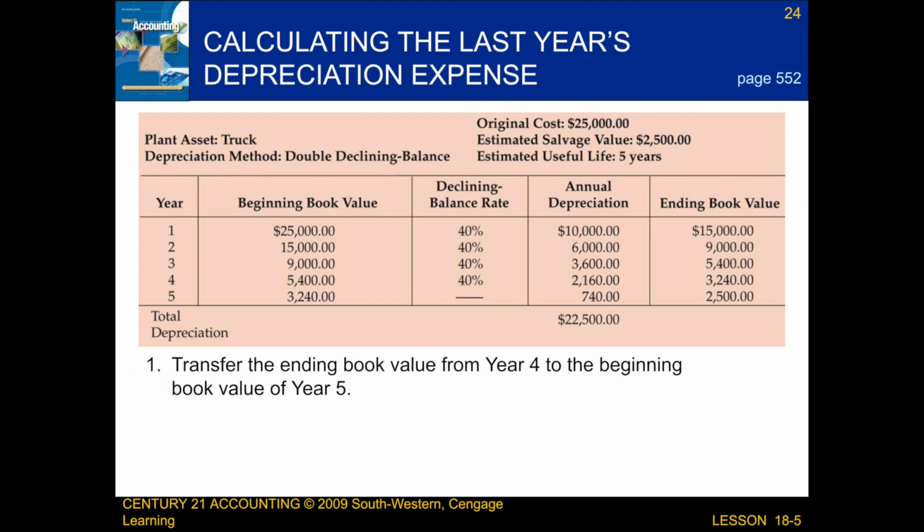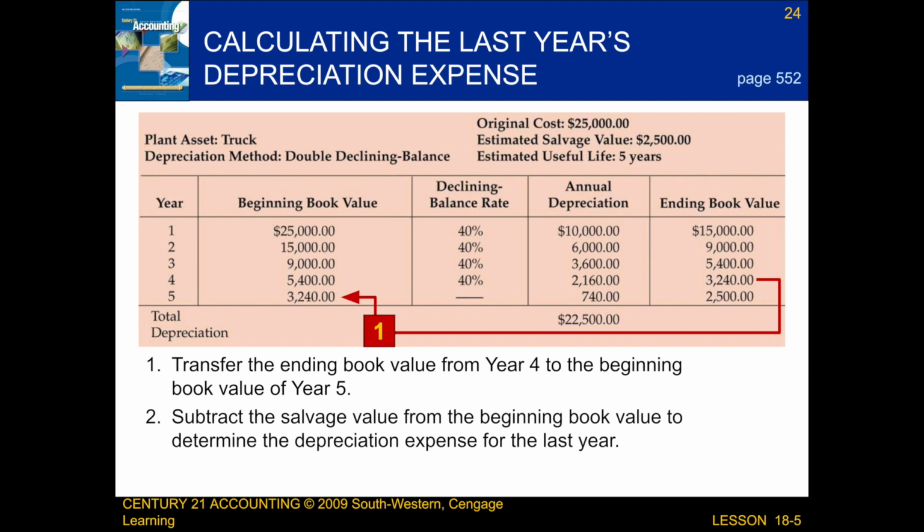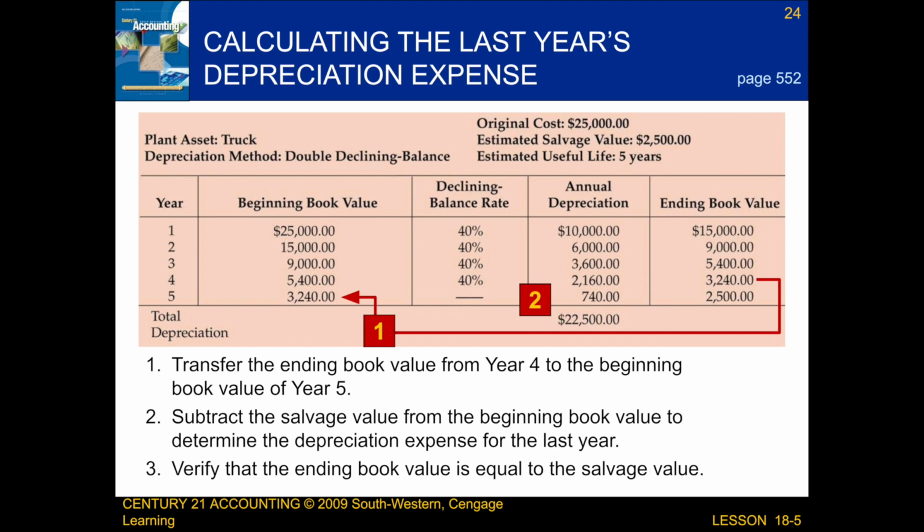First, we transfer the ending book value from year 4 to the beginning book value of year 5. Next, we subtract the salvage value from the beginning book value to determine the depreciation expense for the last year. And finally, we verify that the ending book value is equal to the salvage value.